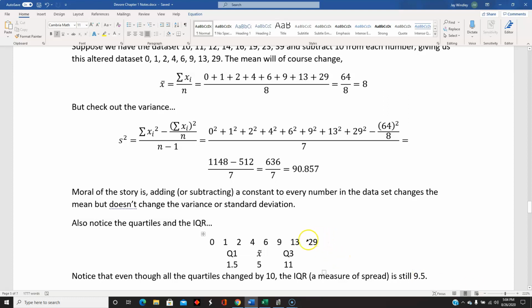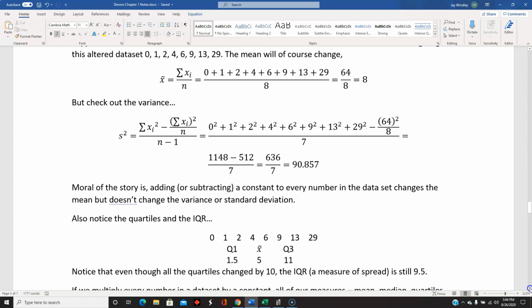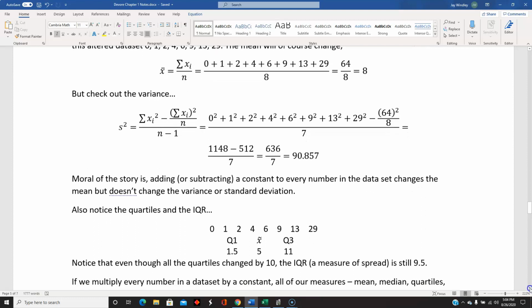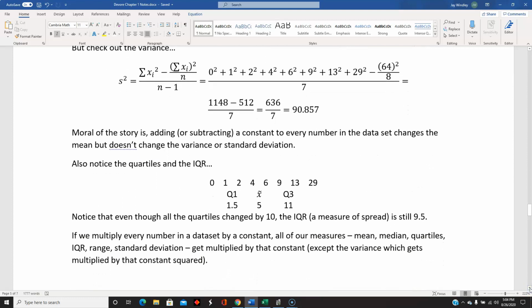Also notice the range, which would be the maximum 29 minus the minimum 0, the range is still 29 like it was before. Now, if you multiply every number in a data set by a constant, all of our measures that we've talked about, mean, median, quartiles, IQR, range, standard deviation, they all get multiplied by that constant, except the variance. The variance would get multiplied by that constant squared.